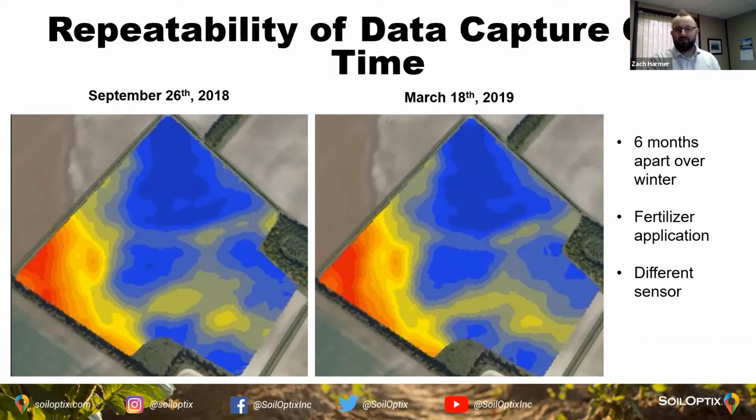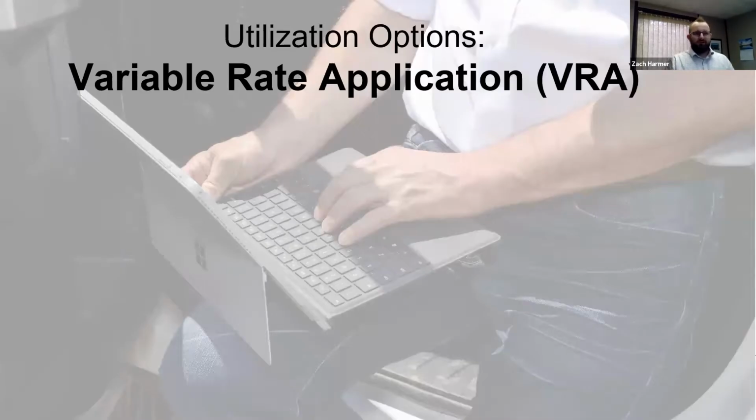For that investment in that first year, let's say, we can continue to add value time after time, crop after crop, sampling season after sampling season, right? So what are some of those utilization opportunities though? Well, I think that low-hanging fruit really is variable rate application. This is, again, bringing us full circle into what is precision ag, right?